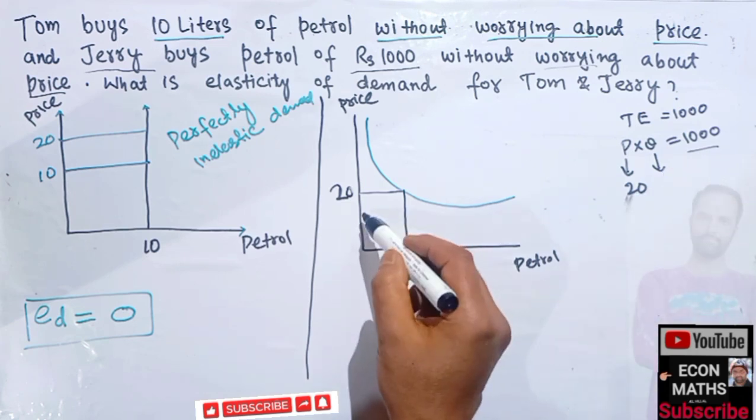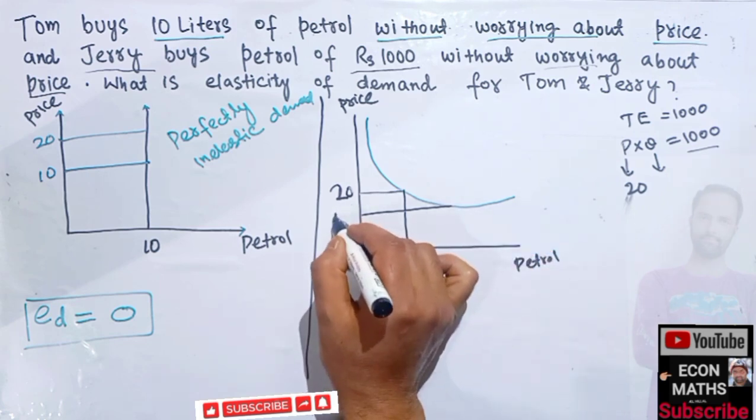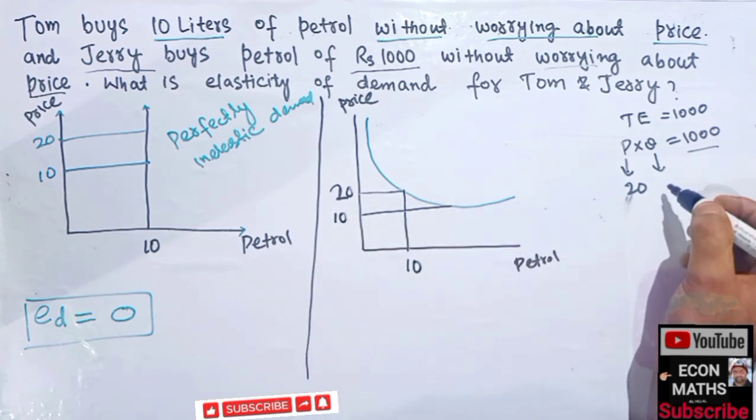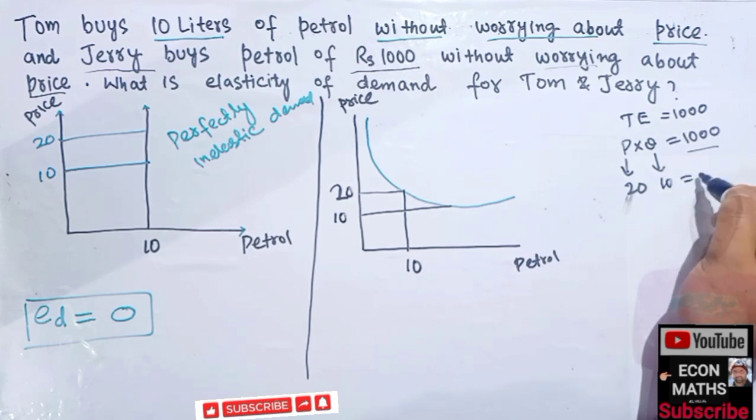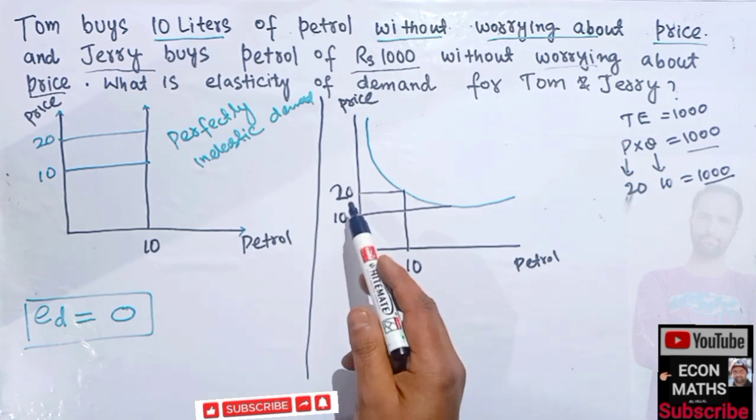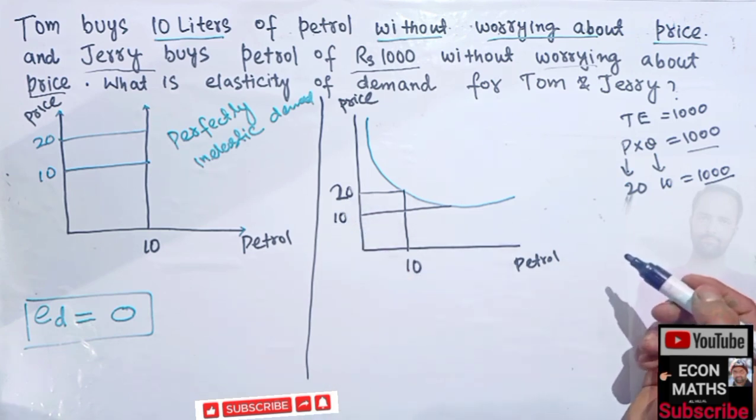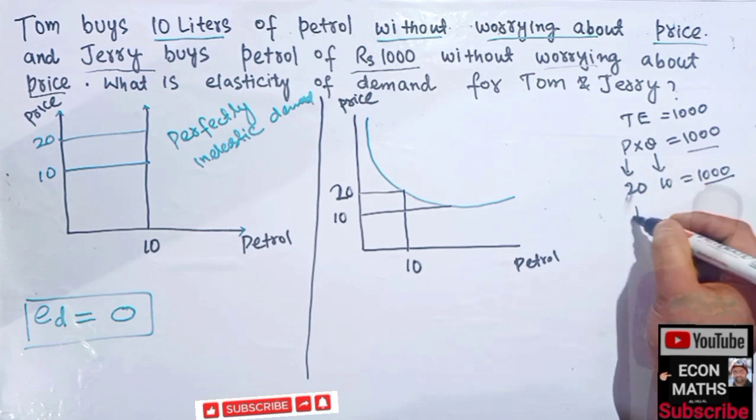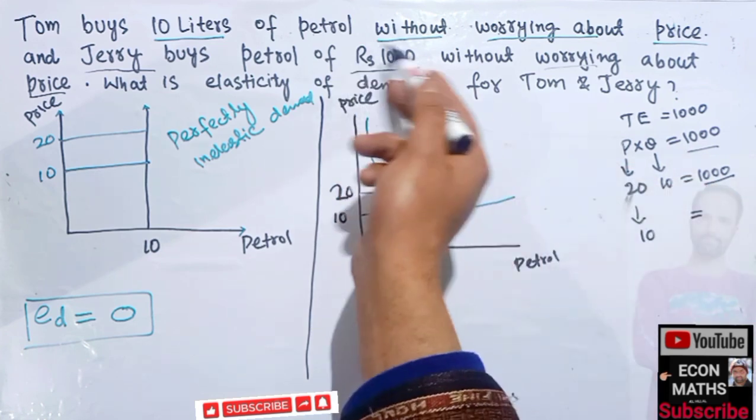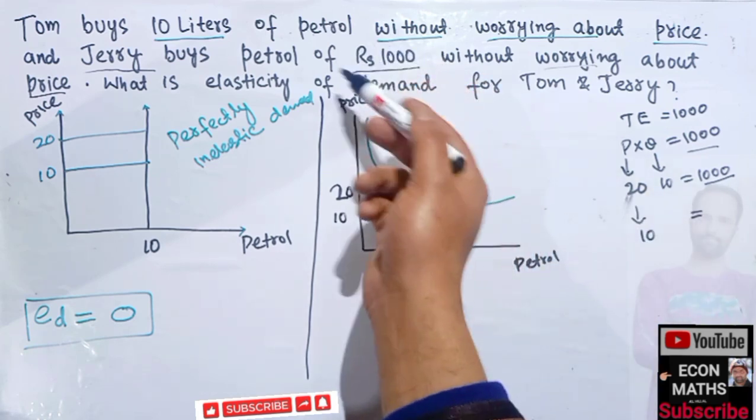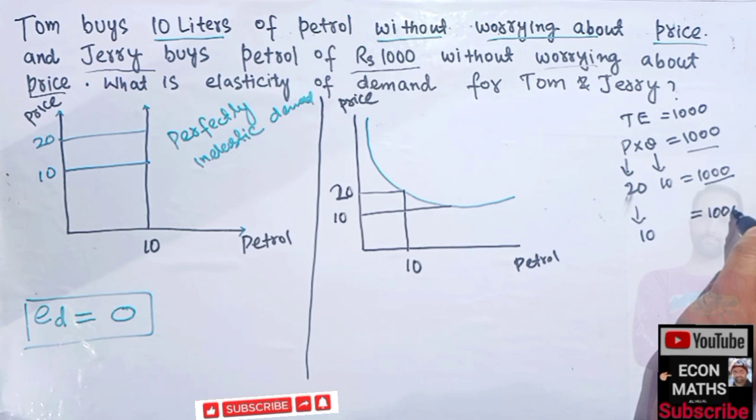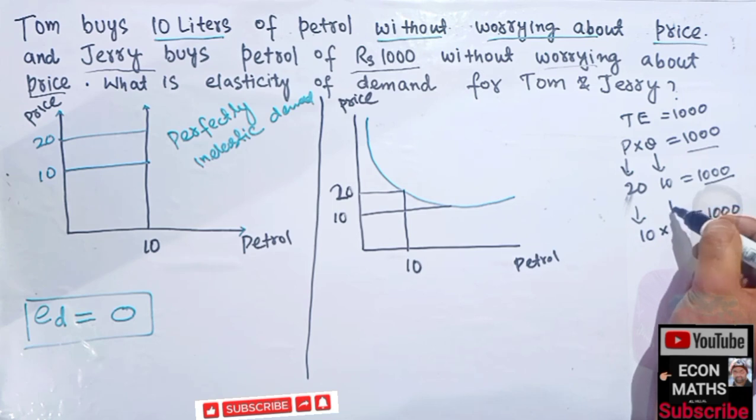Now let us say if price decreases to 10. Quantity demanded is 10 initially, total expenditure is fixed here, so 20 into 10 is 1000. If price falls again to 10, we have the same expenditure. He only has an expenditure of 1000 rupees. So if price falls to 10, what will be the quantity demanded? 10 into 20 will give us again 1000 rupees.